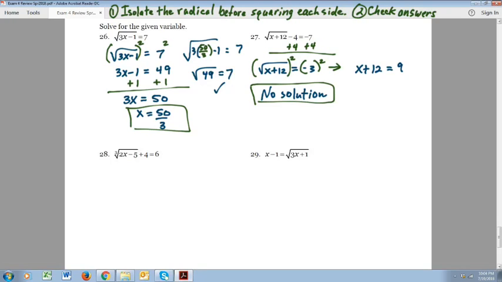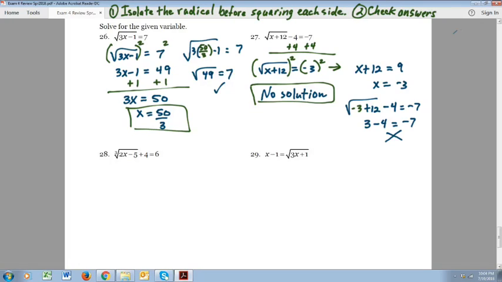Now let's say you didn't notice that and you squared both sides. You get x plus 12 equals 9. Subtract 12 on both sides, you get x equals negative 3. But if we plug that in, we get the square root of negative 3 plus 12, which is 9. The square root of 9, that's 3. 3 minus 4 equals negative 7. That's not true. And so you can see that it's important you check your answers so that if you miss something like this, you'll catch the problem. In this problem, you can actually tell, but when we get to problems 29 and 30, it's not as clear sometimes, so you've got to check all your answers.